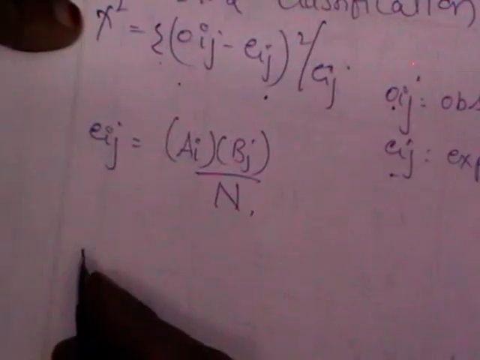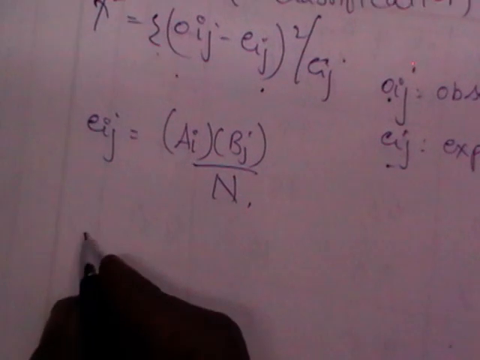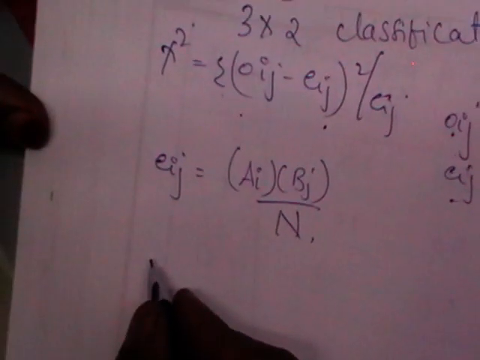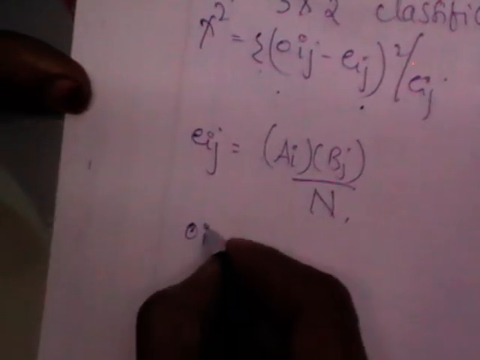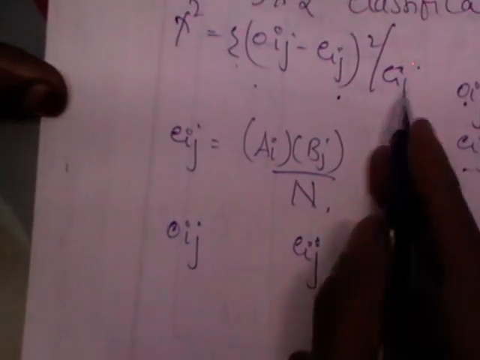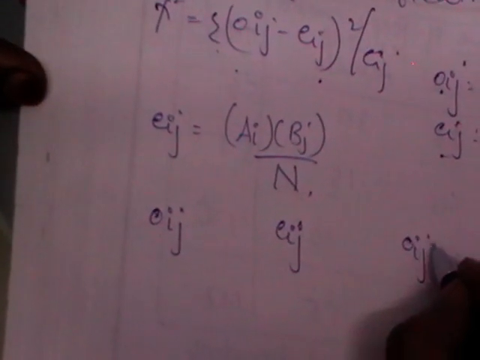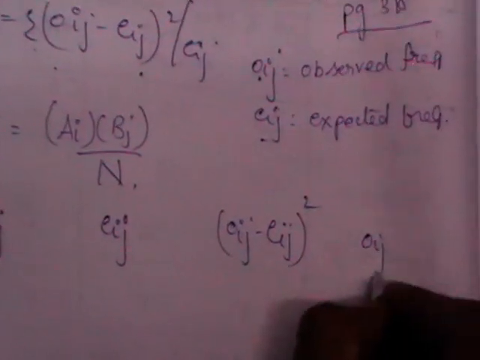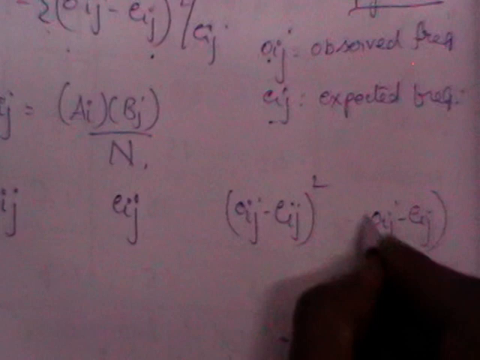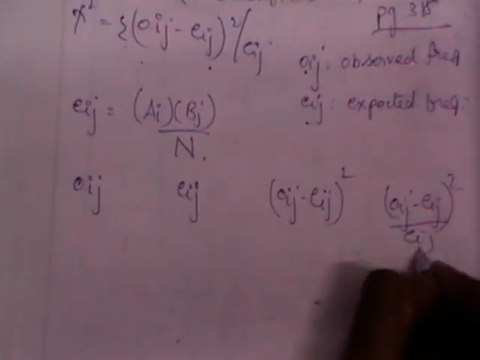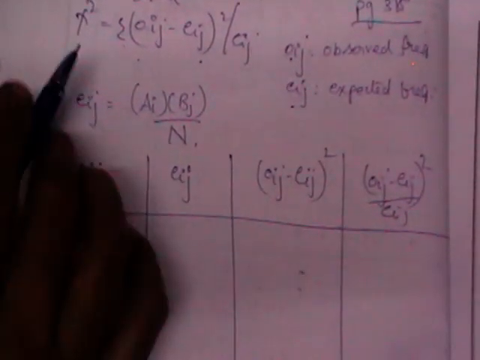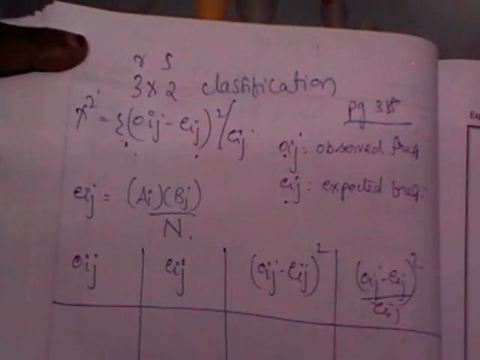So you need to formulate this in a table. I said that given frequencies are called the observed frequencies. So let us write the column OIJ given, EIJ you need to calculate, then OIJ minus EIJ whole square. These are the columns you require to calculate chi-square. Again I repeat, for chi-square, the formula is OIJ minus EIJ whole square by EIJ.